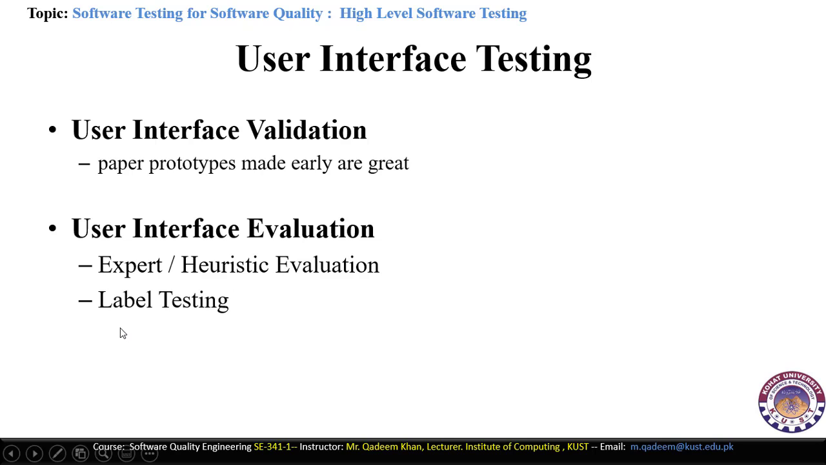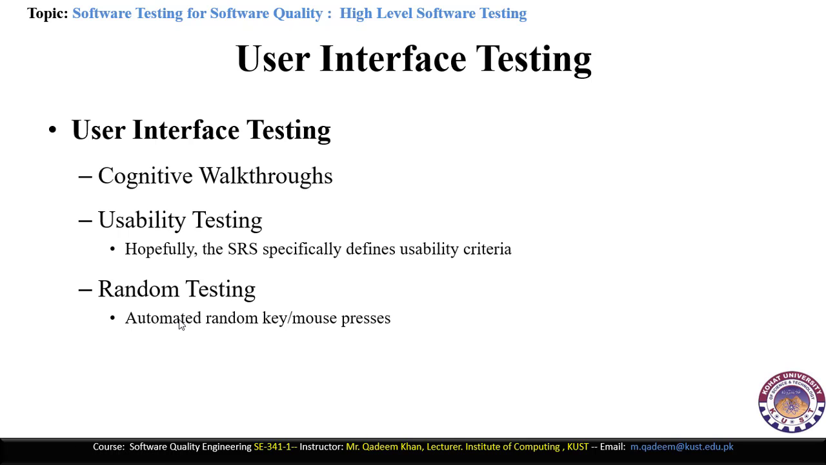And also we have label testing. Label testing means that we utilize different labels or strings or any text information on the graphical user interface, and that graphical user interface will be tested based on the information available on that GUI. Now, also in the user interface test, we have cognitive walkthroughs, usability testing, and random testing.